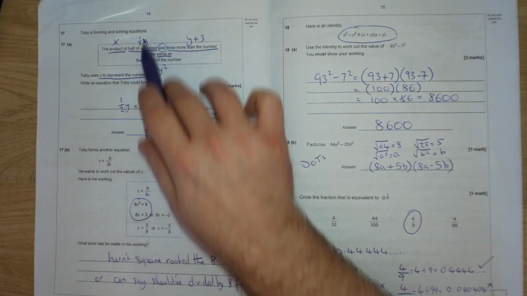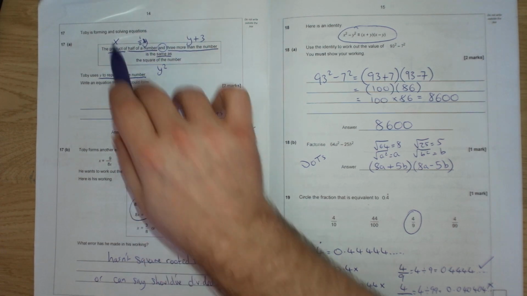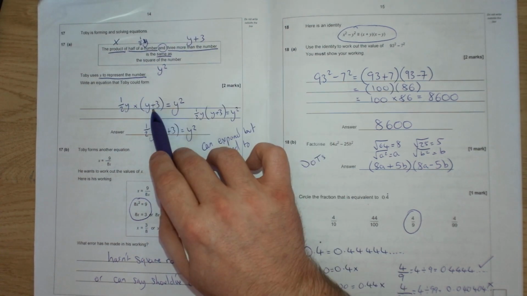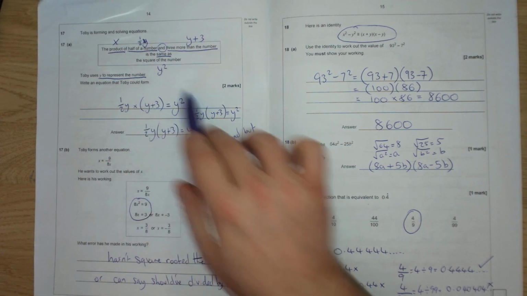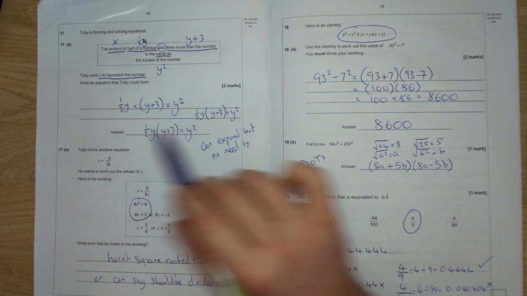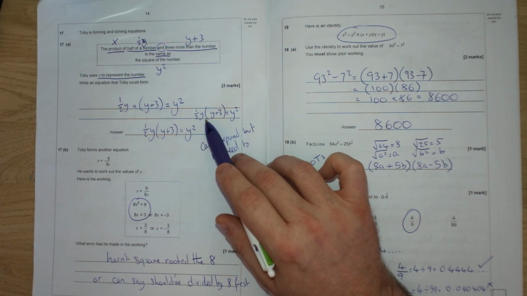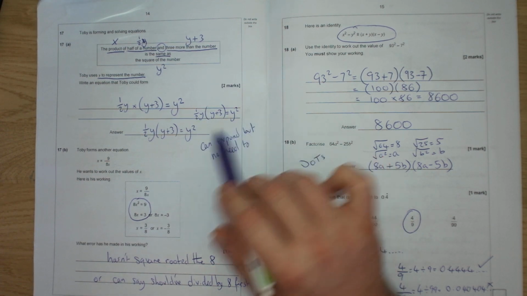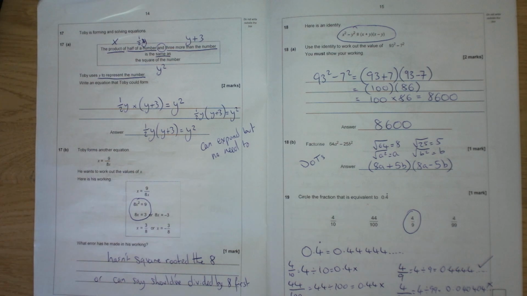So it's going to look like this: half y, the product, multiply y plus 3 equals y squared. That's enough to get the marks, but it can be a little bit simpler. So take out the multiplication symbol: half y, brackets, y plus 3, equals y squared. You could expand the bracket out if you wanted to, but there's no particular need to.